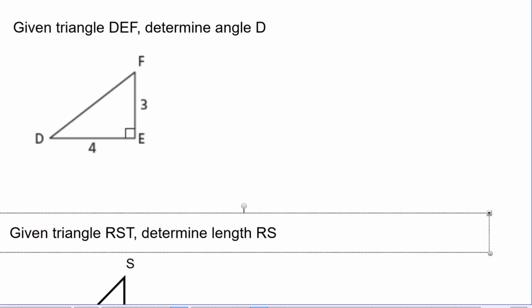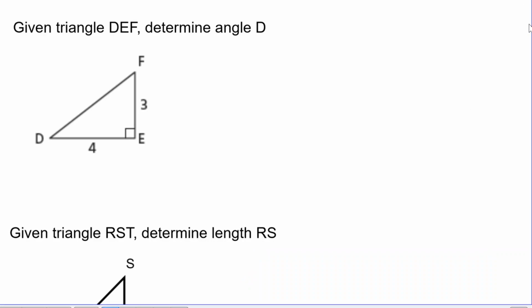So given triangle DEF, and again, that's just the way we name triangles, from vertex or point D to point E to point F, the triangle created by those points. It wants us to determine angle D. So that is what I'm going to call theta. Or I can call it D, I can call it whatever, but that's my unknown.